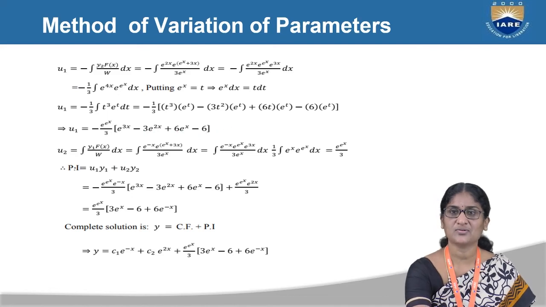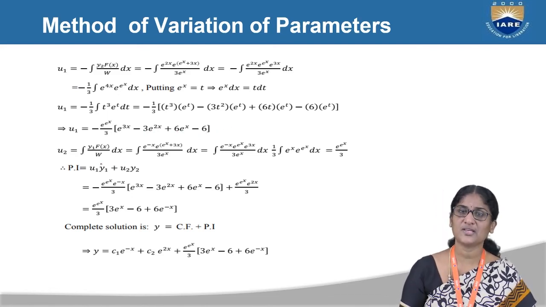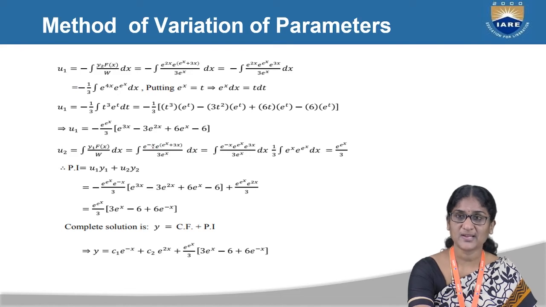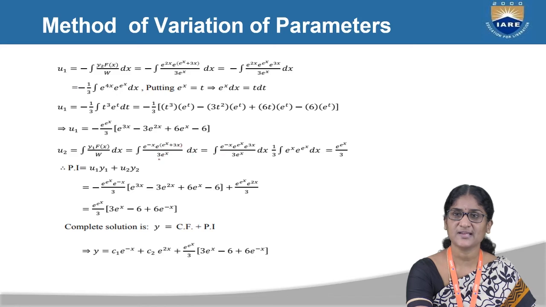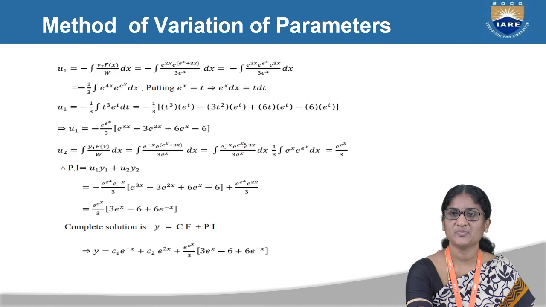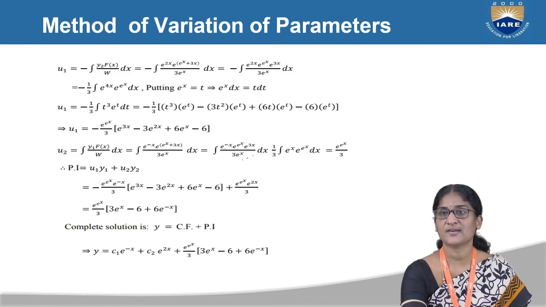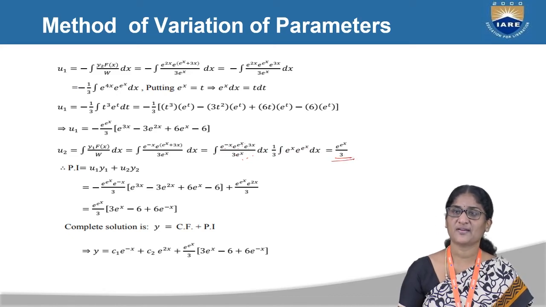In the same method, you try to find out the u2 value, which is integral of y1 into f of x by w into dx. Now y1 is nothing but e power minus x, and f of x is nothing but e power x plus 3x by 3 into e power x, which is equal to e power minus x into e power x plus 3x by 3 into e power x into dx. So 1 by 3 into integral of e power x into e power x into dx, and I got the value as e to the power of x by 3.